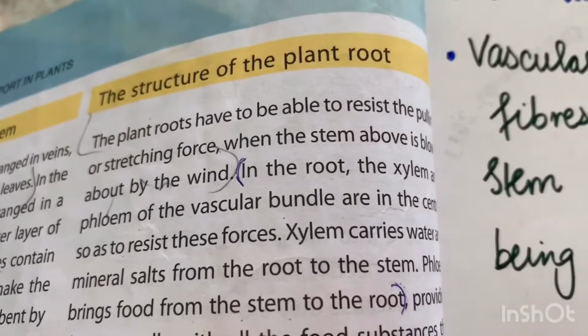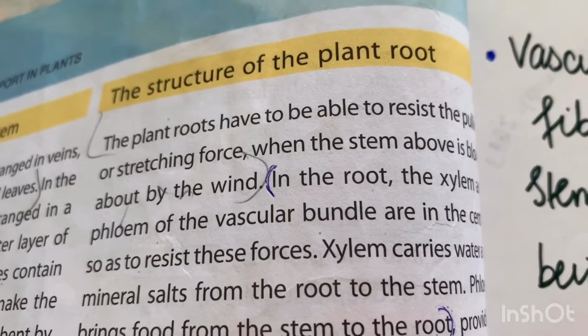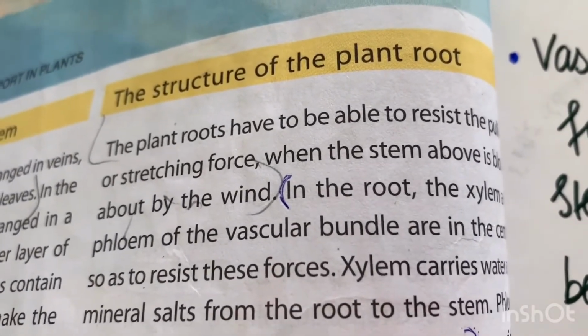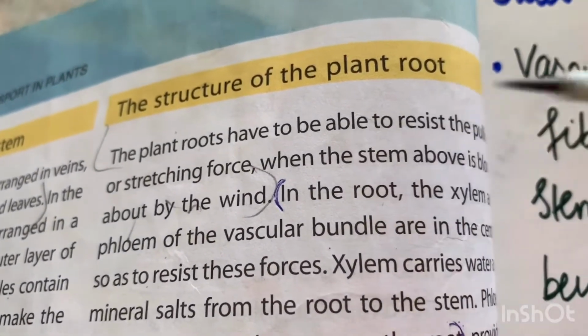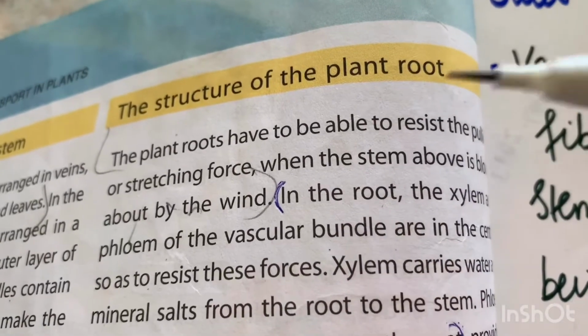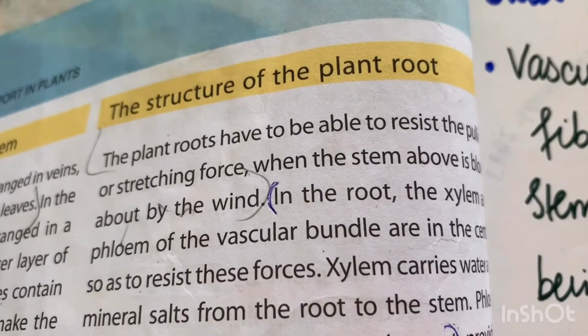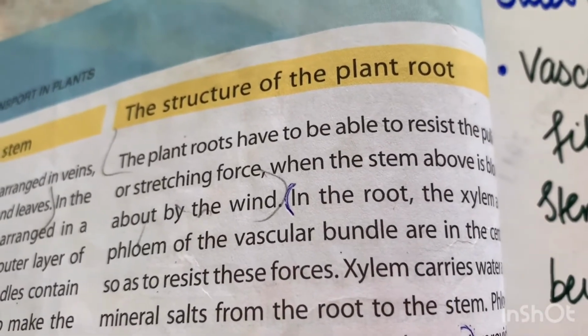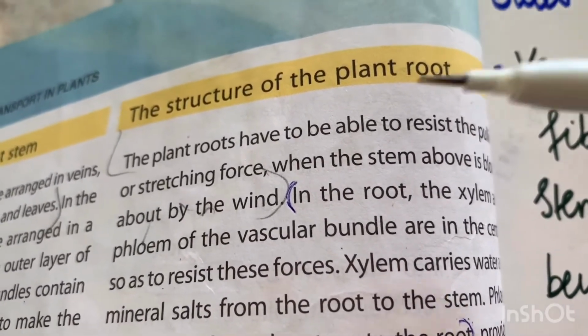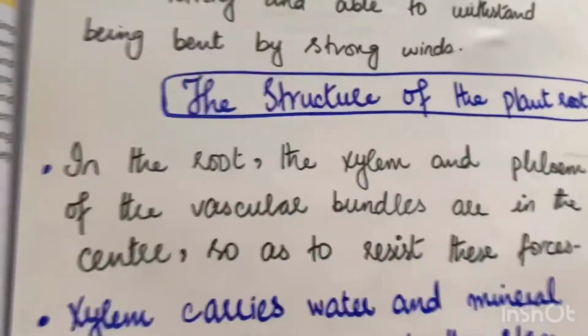Structure of a plant root. So first of all, in vascular plants, the roots are the organs of a plant that typically lie below the surface of the soil. Roots can also be aerial, that is growing above the ground, or especially above water. Structure of a plant root.